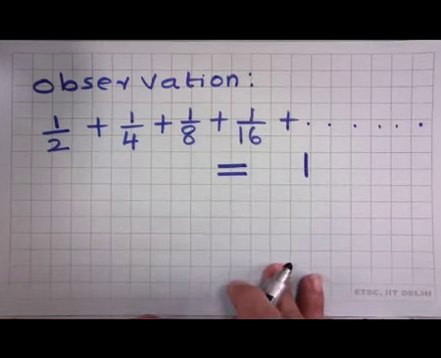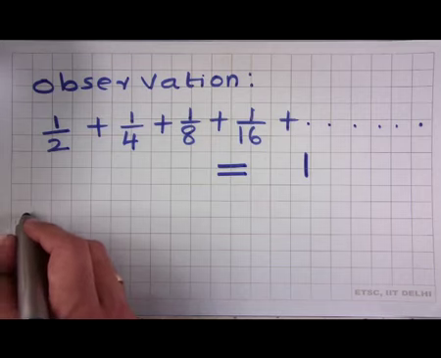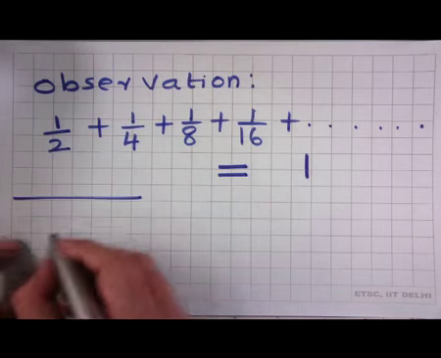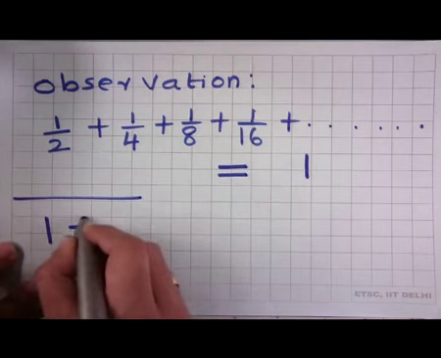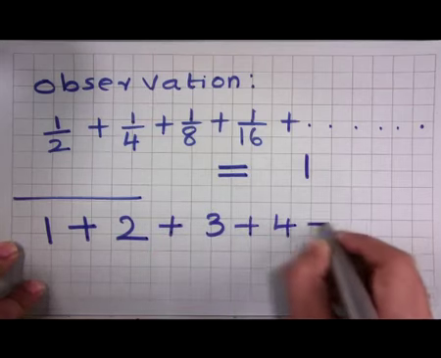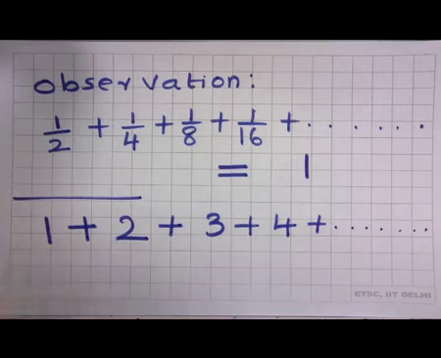Let us proceed with another example where we are interested to find this infinite sum: one plus 2 plus 3 plus 4 plus etc. It's very clear that as and when we add more and more terms, the result increases.